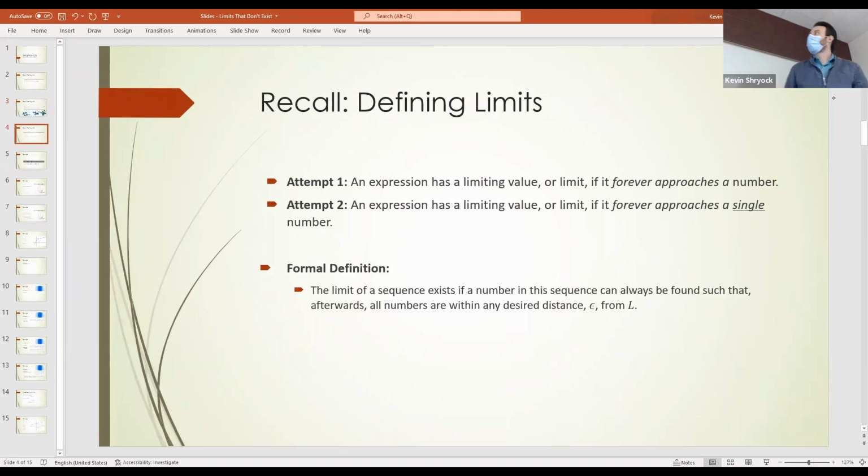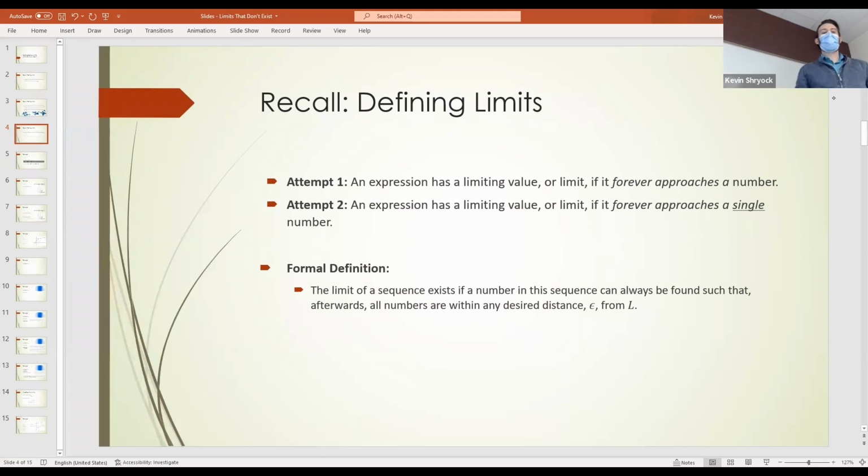So here's our formal definition based on that conversation. Yes, it's a little bit complex. Yes, we're going to make it really complex on Friday when we really challenge it. But for the most part, it should just reinforce the conversation we just had. The limit of a sequence exists. It's not saying it always exists, by the way. It's saying if it exists, then it must meet these criteria.